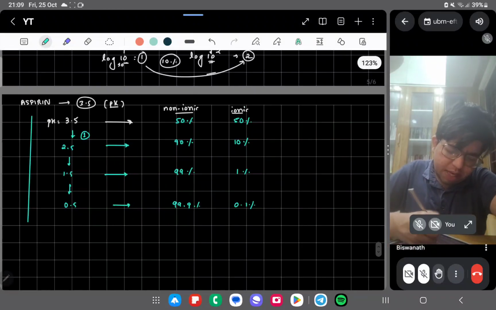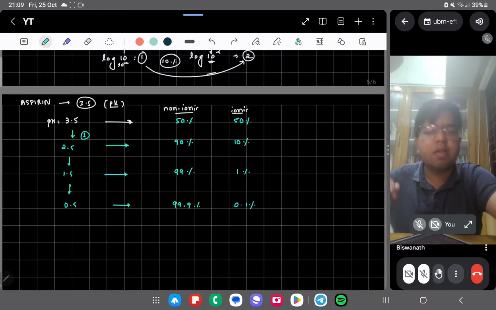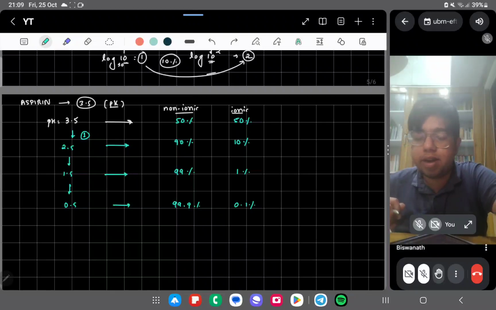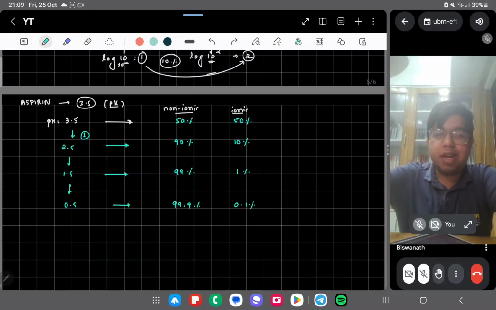Again, some examiners love to ask this. I don't know why, but it's mathematics stuff only, with nothing to do with the actual drug behavior.